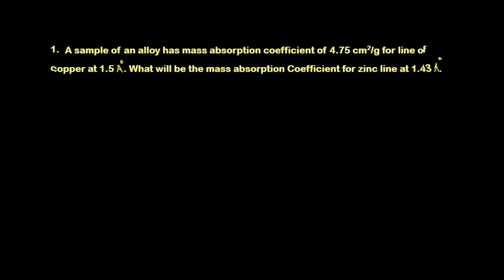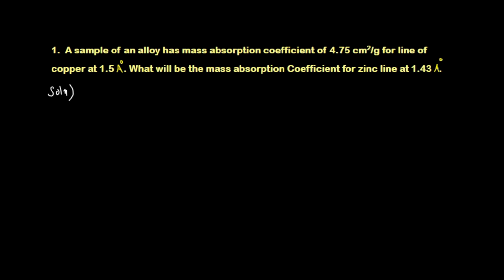That means you have been given this mass absorption coefficient of 4.75 centimeter square per gram for the copper line at this particular wavelength, and you have to calculate the mass absorption coefficient mu by rho, or simply mu m, for zinc at this particular wavelength, that is 1.43. How can we approach this numerical? This is very, very important for various examinations, right? First of all, you need to know the formula.